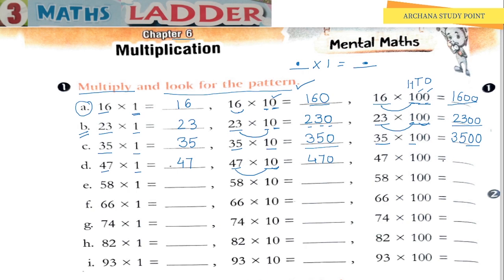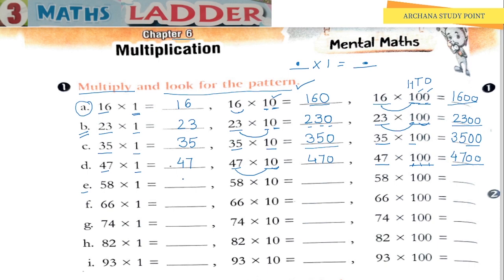470. Good. Now next question, next part, 47 multiplied by 100. Again multiply 47 with 1 and then 2 zeros at the end, which will make it 4700. Question E, part E says 58 multiplied by 1.